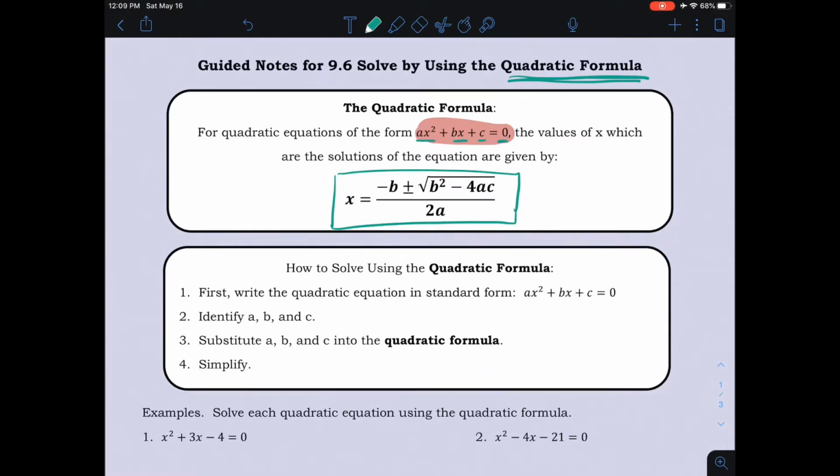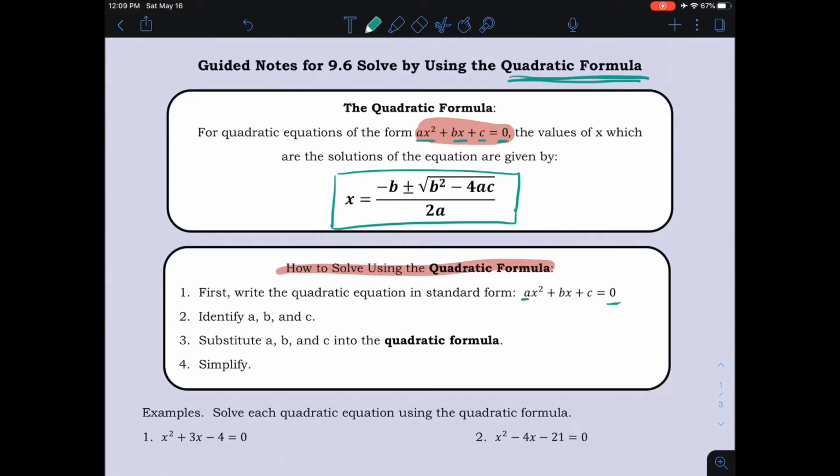Let's look at this box right here: how to solve using the quadratic formula. First, you're going to write the quadratic equation in standard form, which means, again, you want to put the highest power of the variable first, and you want to make sure you have a 0 on the other side. The next thing you want to do is identify a, b, and c.